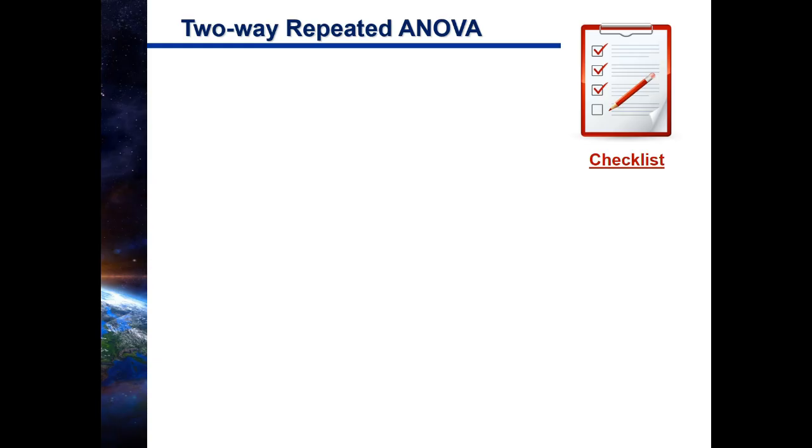All right, now this is going to seem really super easy. Two-way repeated ANOVA. Because a two-way repeated ANOVA is very, very similar to a one-way repeated ANOVA. And it also shares many similar properties to a two-way independent ANOVA. So there's very, very little new things that you're going to learn when we talk about the two-way repeated. So let's start with the checklist.